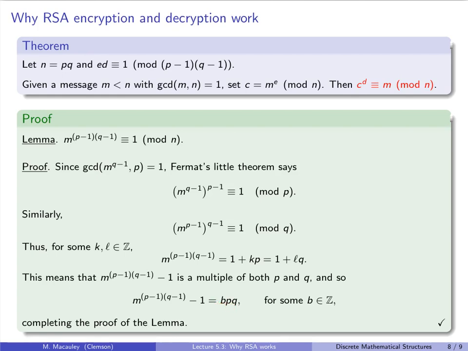pq. Now if we take this equation and reduce it modulo n, so let's do mod n. Recall n is equal to p times q, so that makes the right-hand side 0. So now we have m to the (p minus 1)(q minus 1) minus 1 is equivalent to 0 mod n, and that is exactly what we wanted to show in the beginning. So that completes the proof.